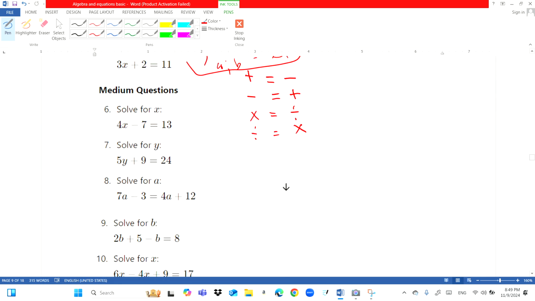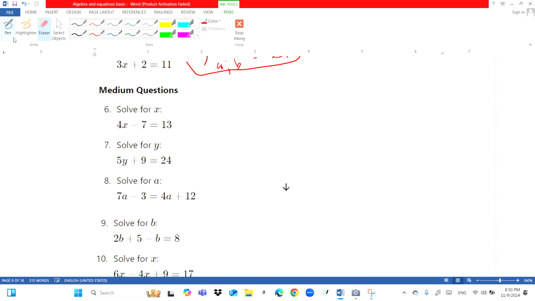Now let's talk about some other type of question. I'm just going to erase our concept. This one, add will go on the other side and become subtract. Subtract will go to the other side and become add. Multiply will go other side and become divide. Divide will go the other side and become multiply. Now after I erase all this, I'm going to try some different question.